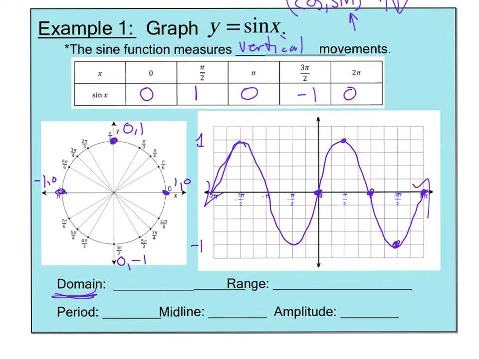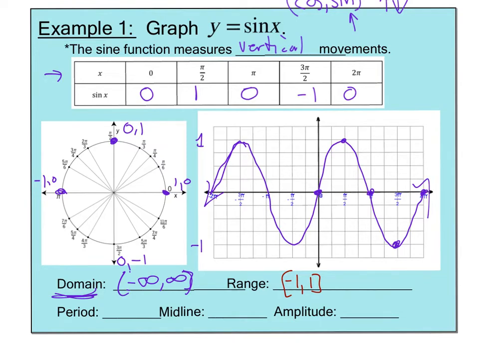So your domain, what are my x values? Well, they go on forever. So I'm going to go from negative infinity to infinity inclusive. My range, where do I end up? Well, I can only go up to 1 and down to negative 1. So my range goes from negative 1 to 1. That's where I top out.